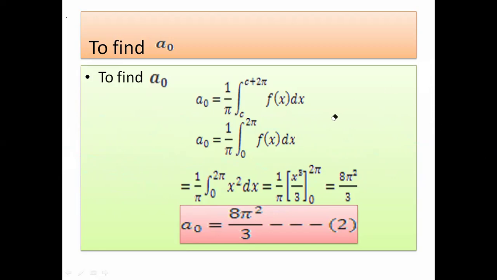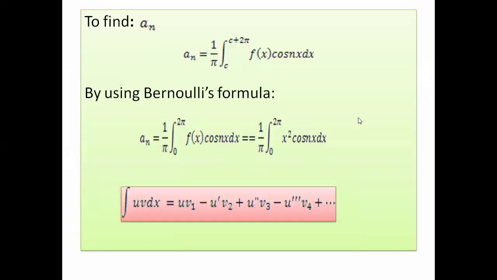Next, we have to find an. An is equal to 1 by pi integral c to c plus 2 pi f of x cos nx dx. For this type we have to use Bernoulli's formula. An is equal to 1 by pi integral 0 to 2 pi f of x cos nx dx. What is f of x given? It is x square. Substituting f of x by x square, we get cos nx dx.